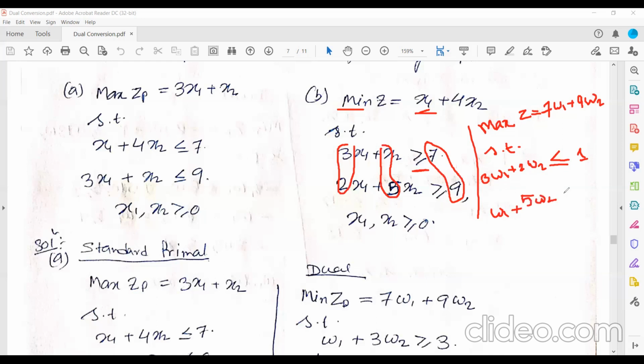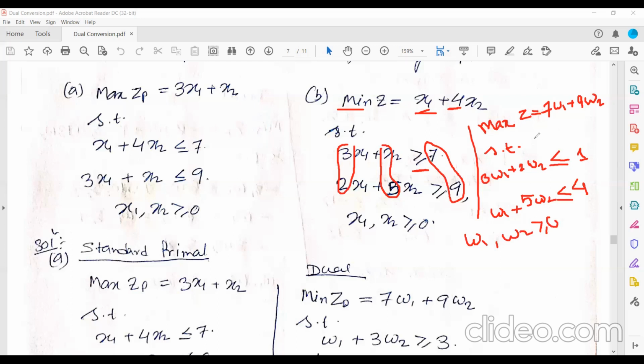Since the problem is minimization, the constraints will be greater than or equal to. So it will be less than or equal to. Then what is the coefficient of x2 in the primal? That is 4. So it will be 4. And there is no more constant, so W1, W2 are greater than or equal to 0.